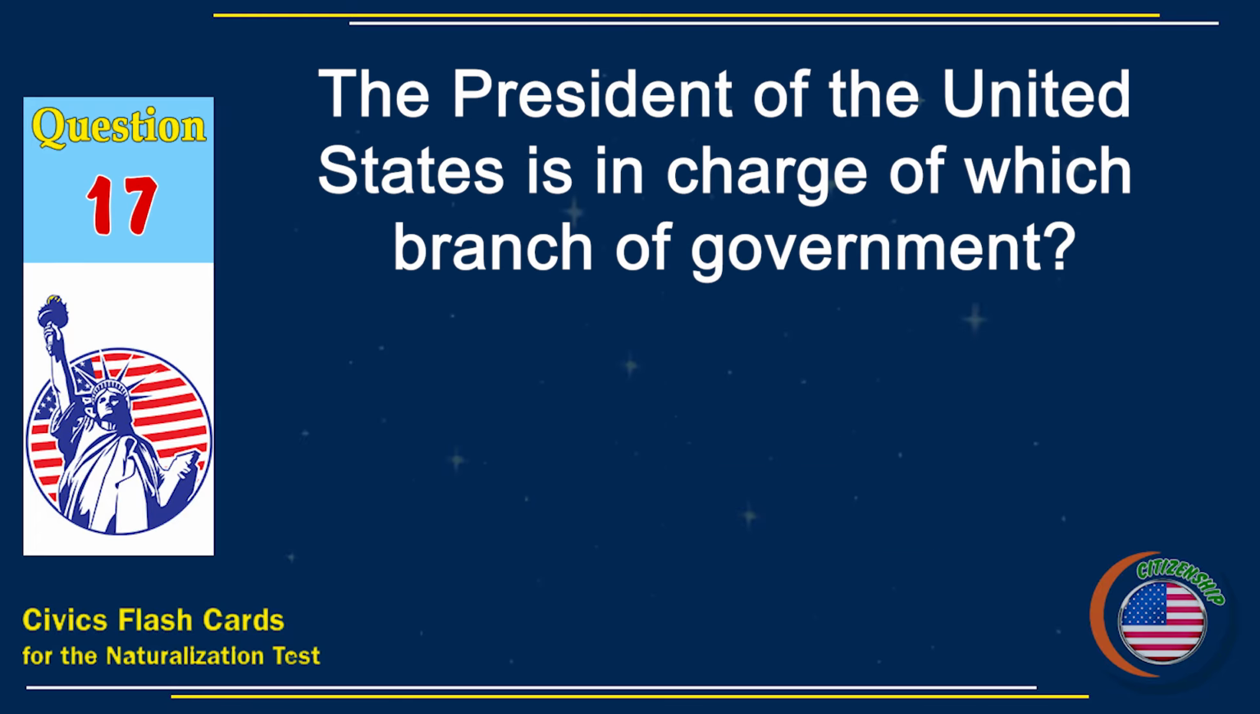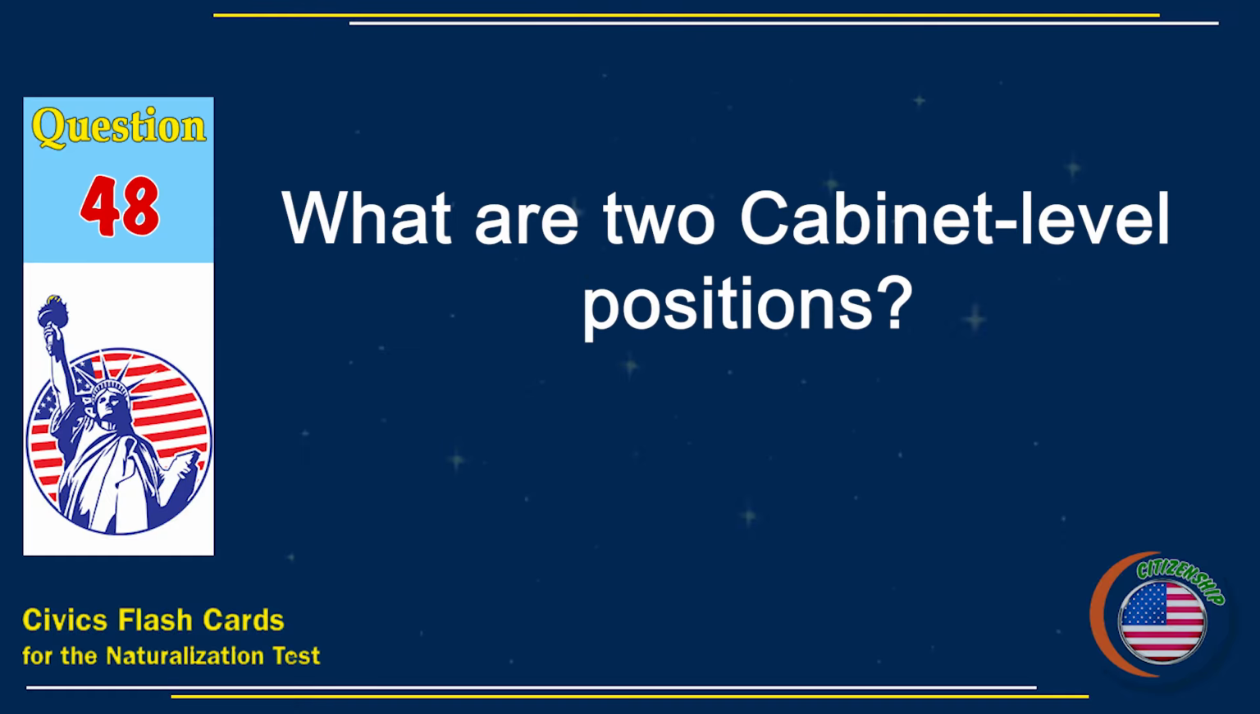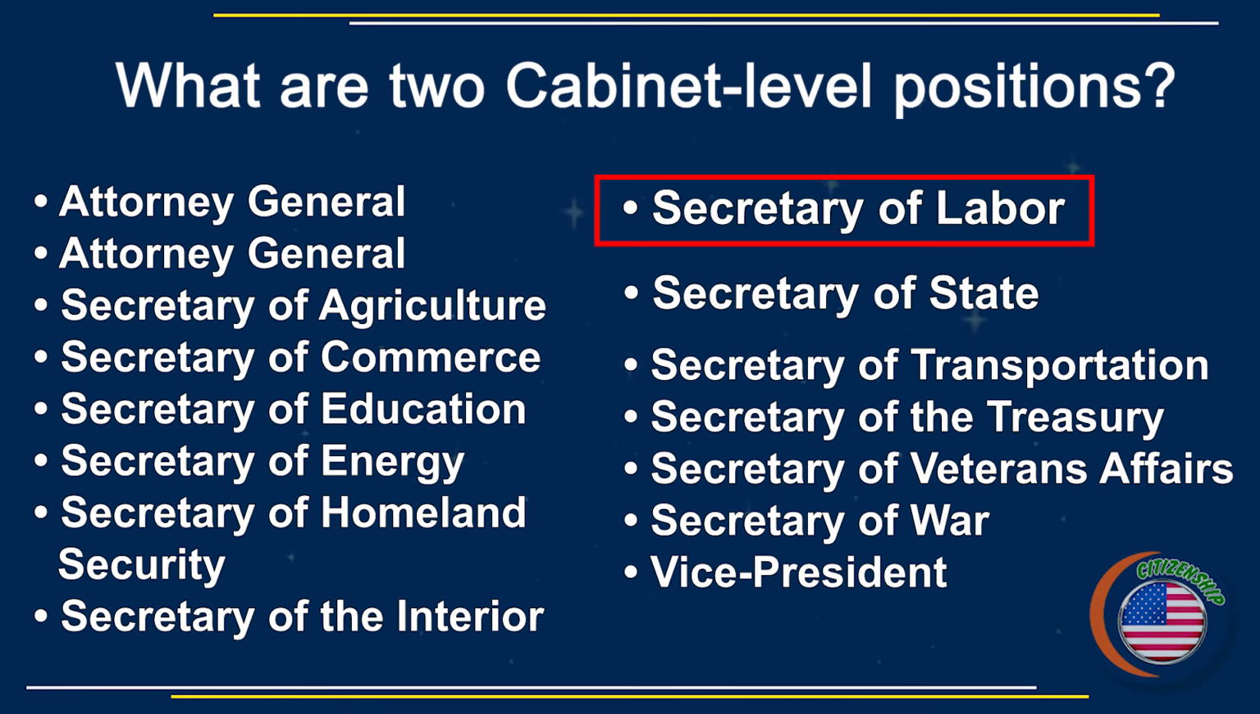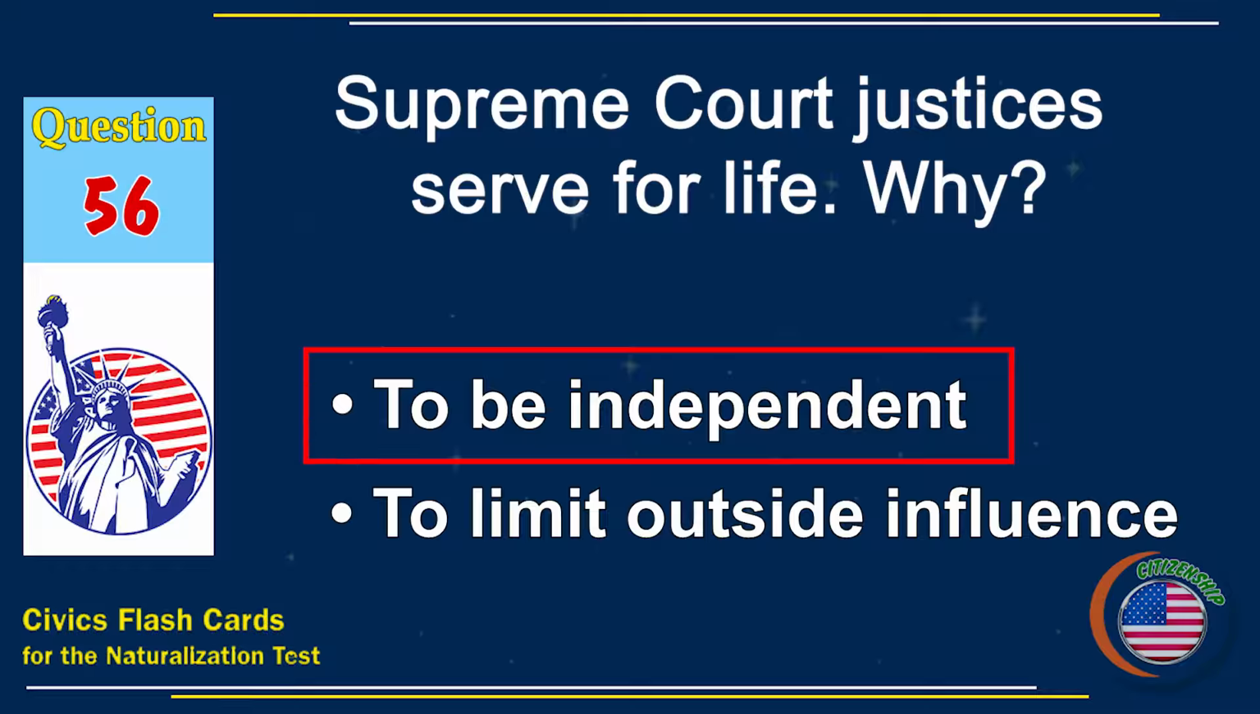The President of the United States is in charge of which branch of government? Executive branch. What are 2 cabinet-level positions? Secretary of Labor, Secretary of State. Supreme Court justices serve for life. Why? To be independent.